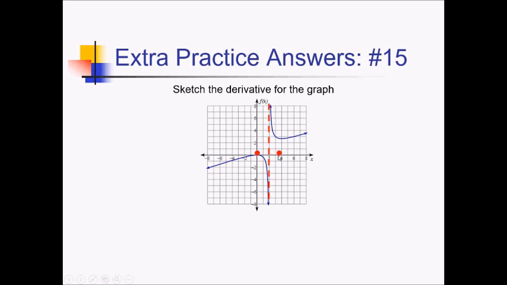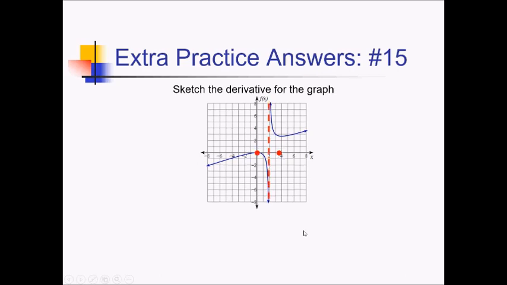Now doing a little f-prime sign analysis, we're positive right here for f-prime because the original's increasing. Then the original's decreasing, so negative f-prime. Still decreasing until this turnaround, so still negative f-prime. After that, we're positive f-prime again. So f-prime is going to start above the x-axis, hit right here, and then become negative.